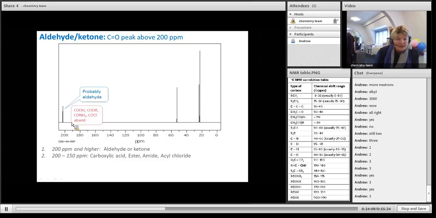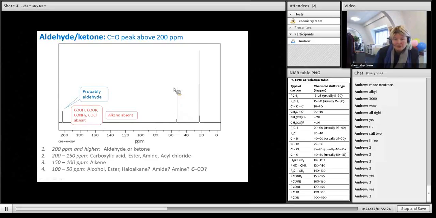There's nothing there. So there's no ester, acid, amide, or acyl chloride, because that's where they all fit in. Then you look in the 150 to 100, and if there's no peak there, you know there's no alkene. And then you look in the 100 to 50, this area over here. You can see this one has just come in. Now, remember I said that looks like an OH.